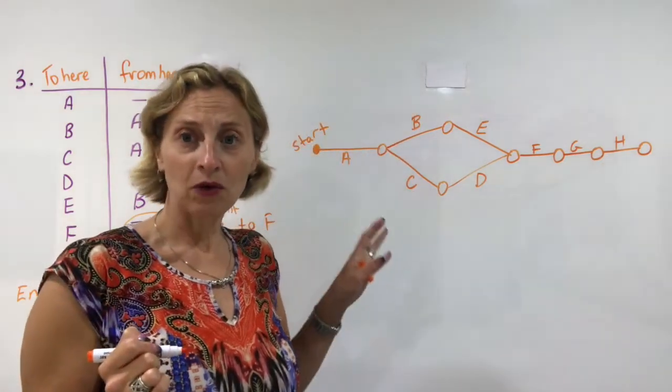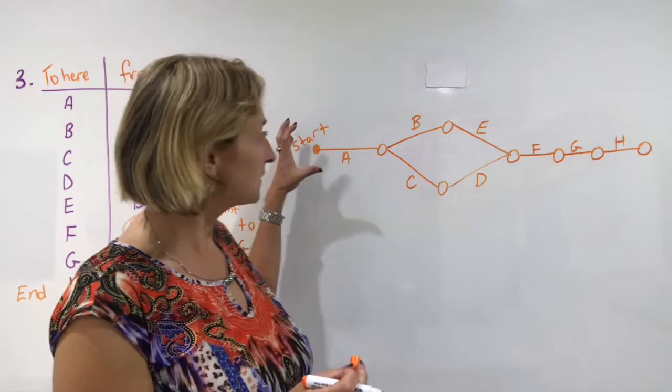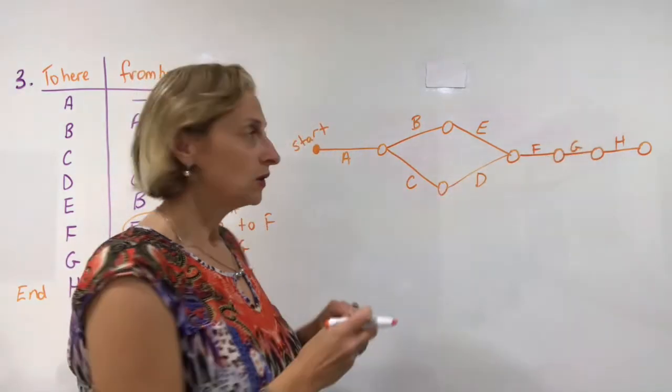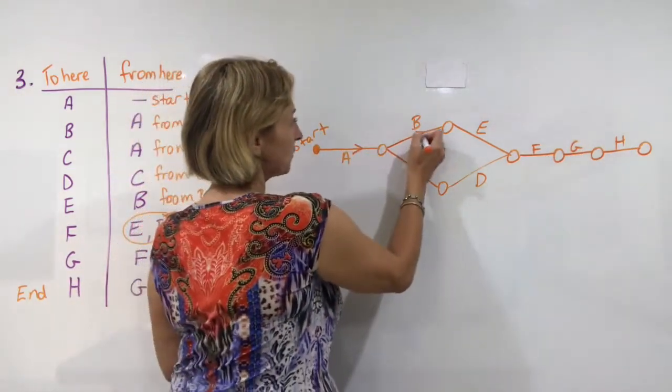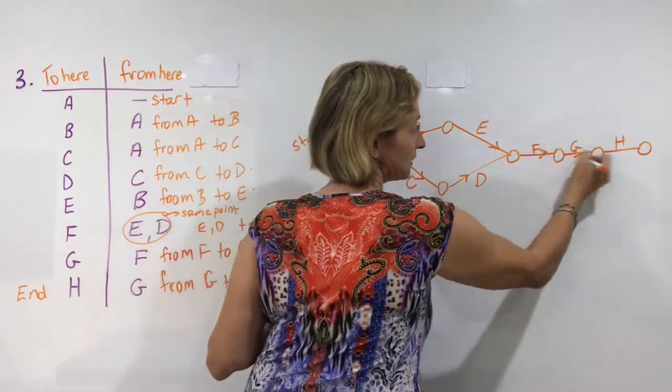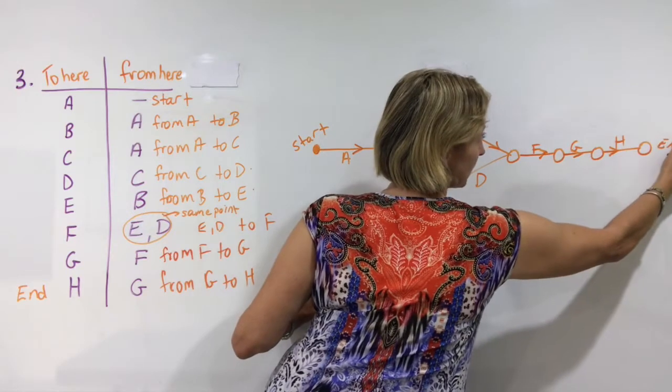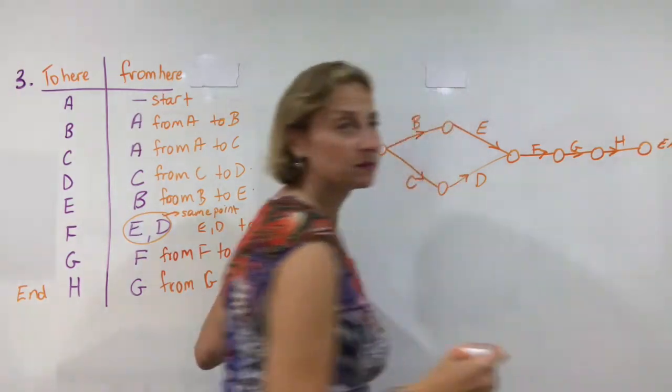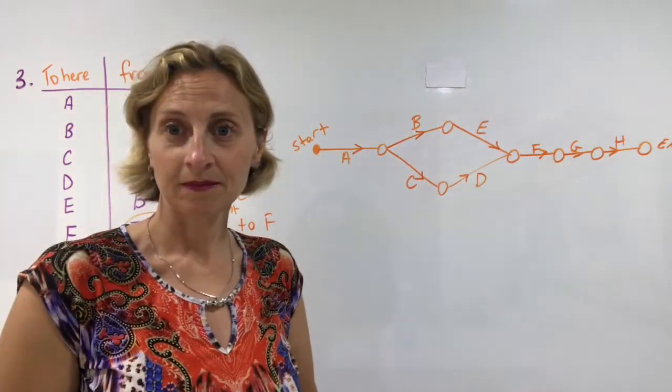Now, because our network graph is moving from the start to the end, we really should be putting arrows on everything to indicate the direction in which our activities are going. And then you can write end or finish when we're done.